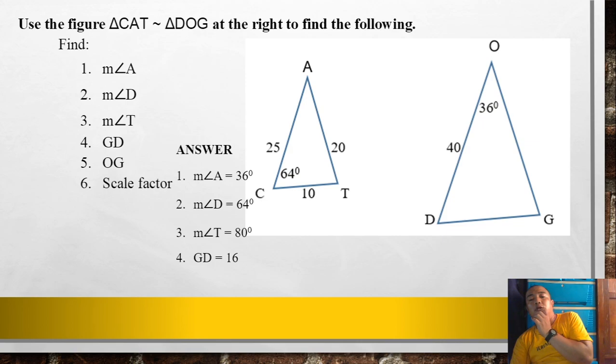Number 5, OG. Find the length of OG. 20 over OG is equal to 25 over 40. The answer is 32. What is the scale factor? 25 over 40, 5/8. 5 is to 8.